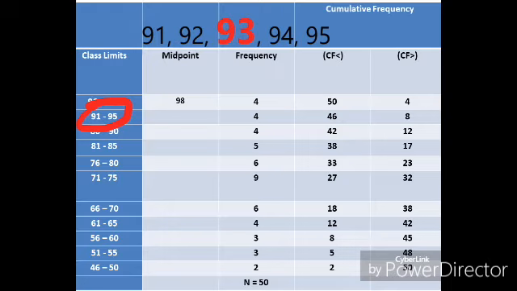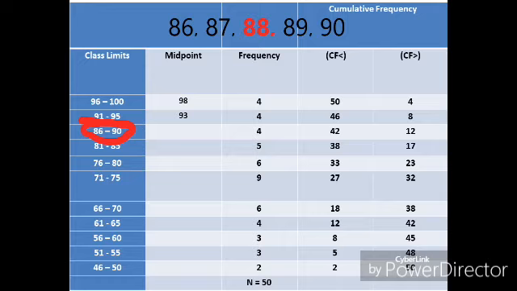On our second class, 91 to 95, we have 91, 92, 93, 94, and 95. Our midpoint is 93. On our third class, 86, 87, 88, 89, and 90, the midpoint is 88. The process is the same until the bottom.